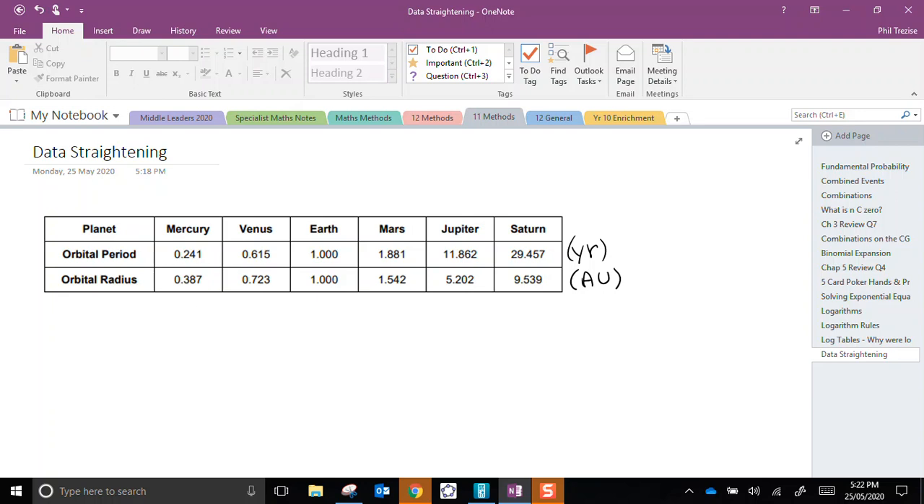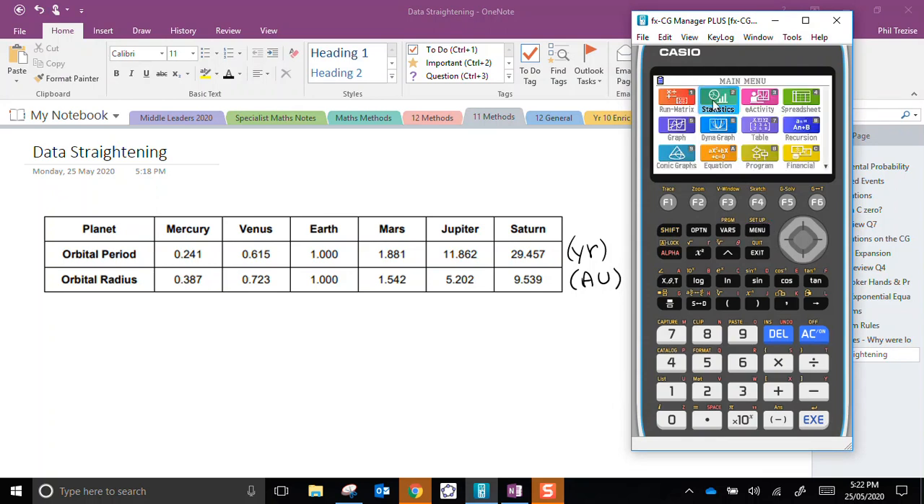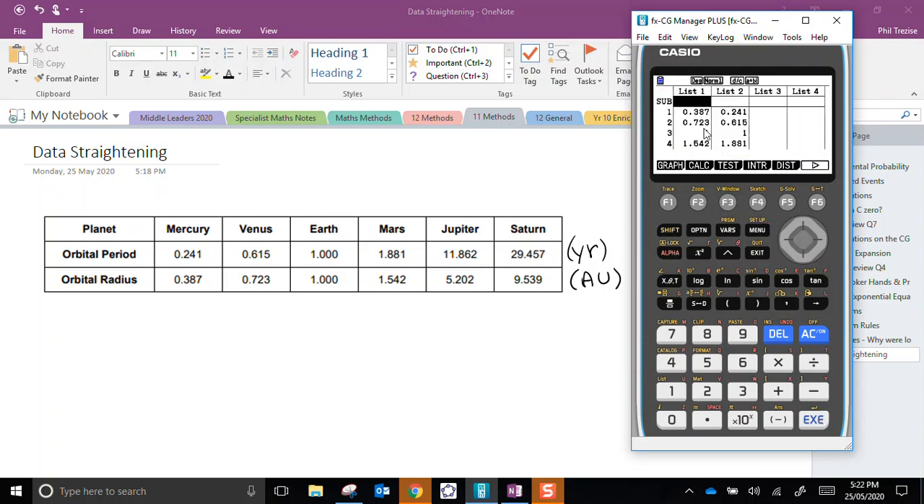Now, how are we going to have a go at doing this? Well, first thing is to pop into your graphic calculator. I'm in the statistics app, and I've got the data here. To save time, I typed it in earlier. The radius data is typed into list 1. Because I'll probably forget, I'll put a letter R under the subheading at the top of that list. And I've got the period data here, so I'll put letter P there.